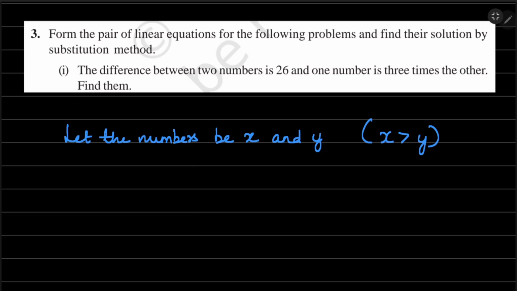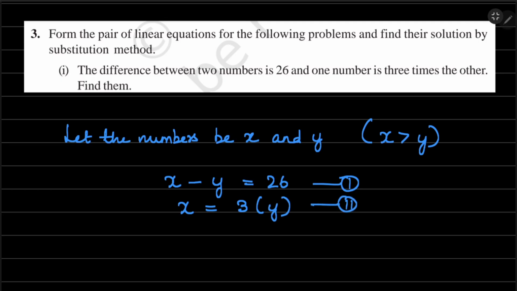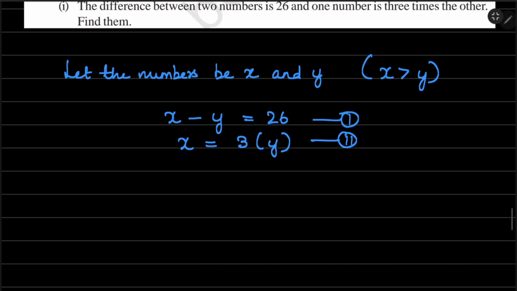What is the first thing that's given here? The difference between the two numbers. x is one number and y is another number, right? So these are the two numbers which we have to find. The difference between the two numbers is 26. So that's the first equation: x minus y is equal to 26. This is your first equation. And then one number is 3 times the other. So x is nothing but 3 times y. So this is your equation 2. Very easy, x is already in terms of y.